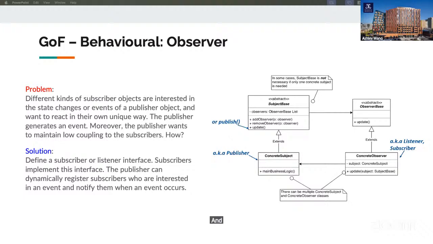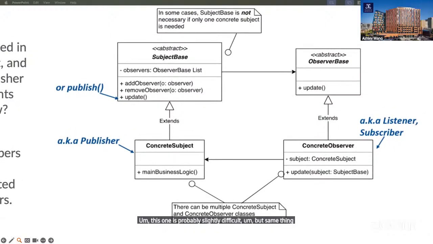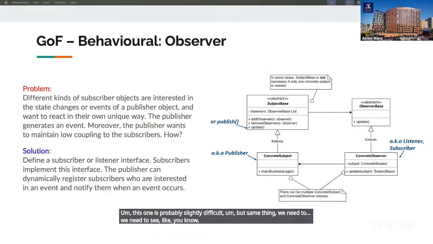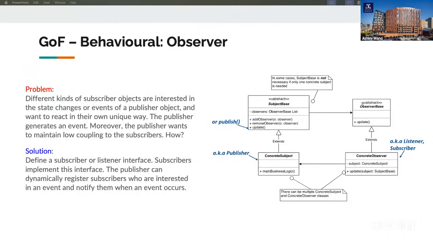And then for observer, this one is probably slightly difficult, but same thing, we need to see certain things in the diagram as well. So we need to see this abstract observer base, and then we need to see the concrete observer, and then we need to see an array list of this base list there as well.